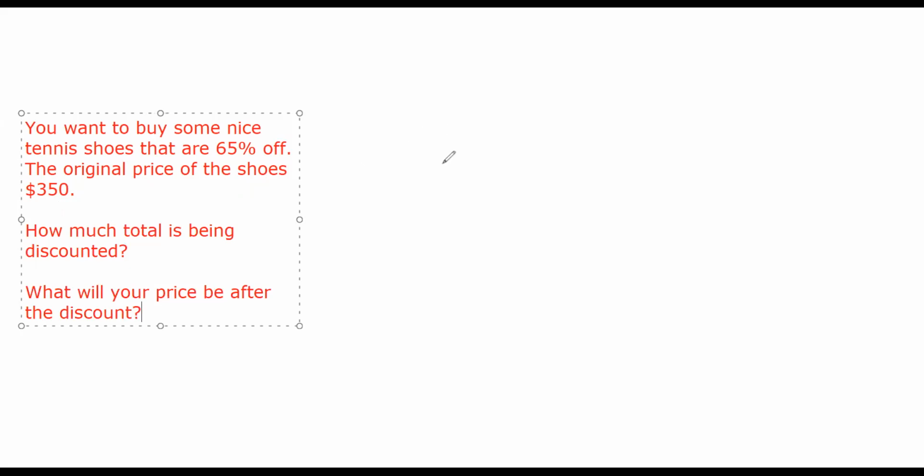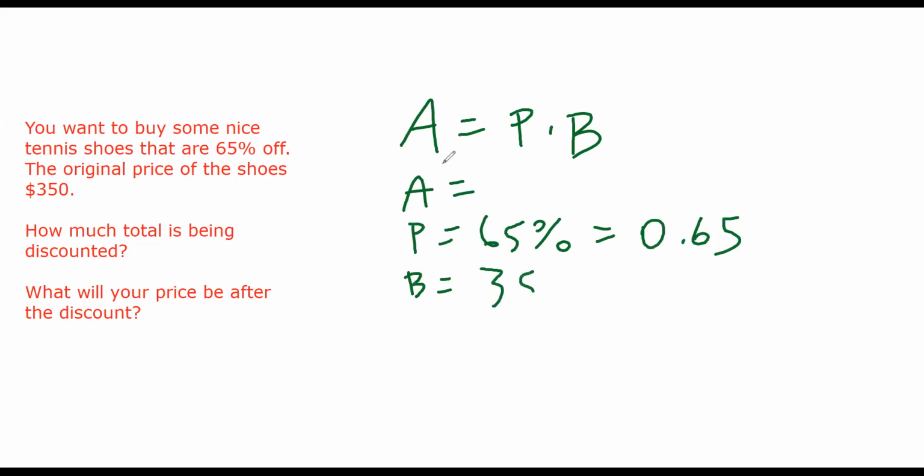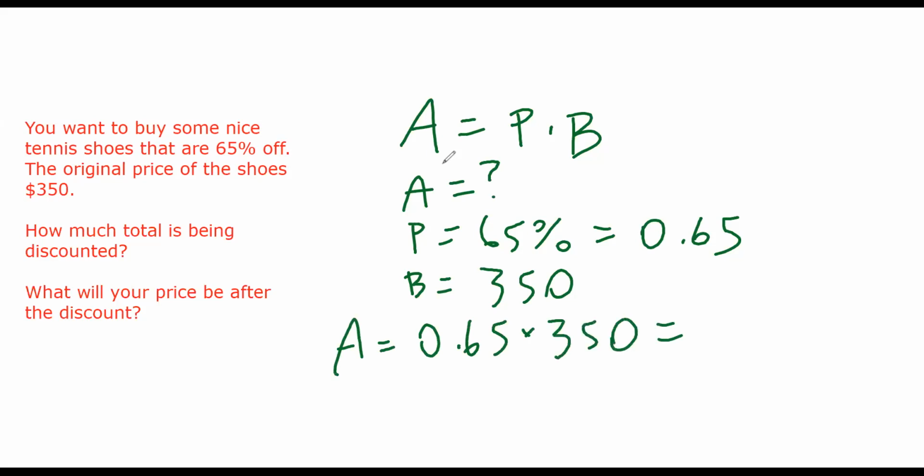Once again, we can use our A equals PB formula. It's not a horrible amount. I mean, you're still getting some good shoes. The percent is 65%. Remember, we convert that to a decimal. B is going to be the $350. A, we don't know. 0.65 times 350, what does that give you? You're going to be getting $227.50 off.